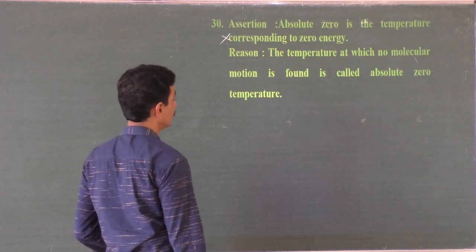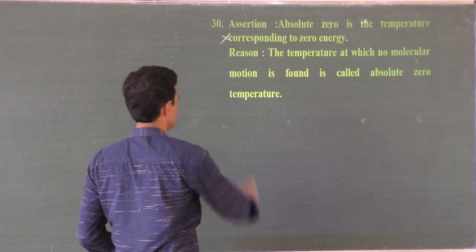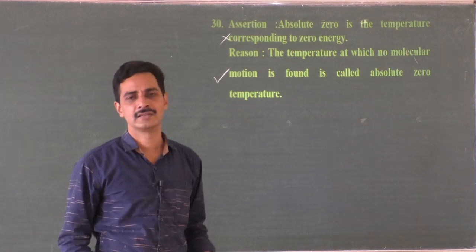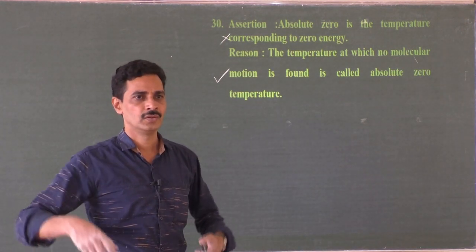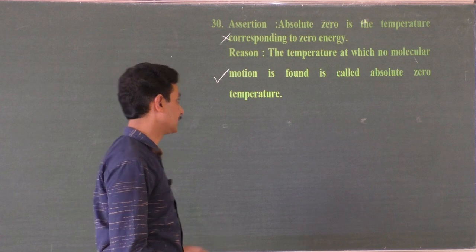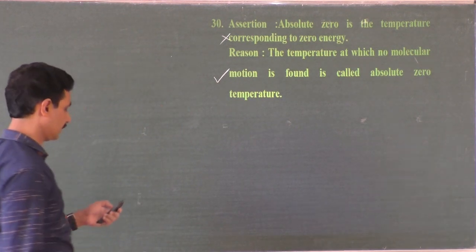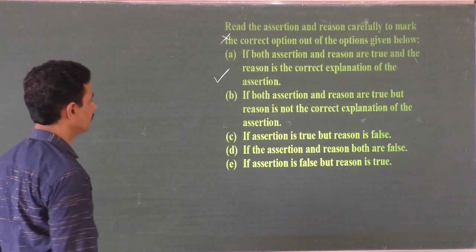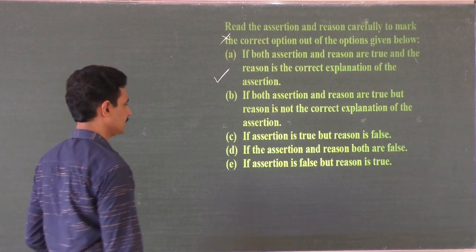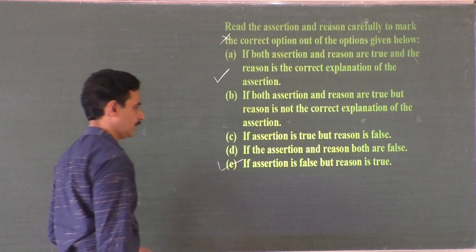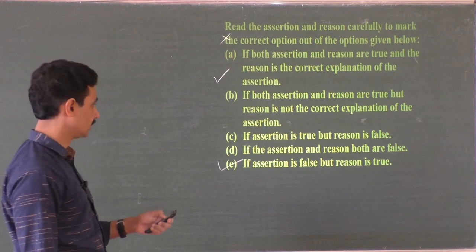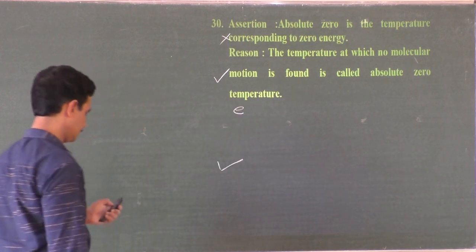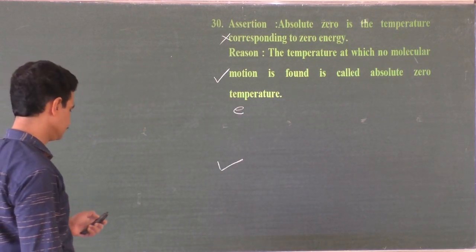Reason: temperature at which no molecular motion is found is called absolute zero temperature. That is correct. At absolute zero temperature, there is no kinetic energy for the gas molecules, so there is no motion. And assertion is wrong, reason is true. Assertion is false, reason is true, so option E for this question. And the previous one we have marked already.